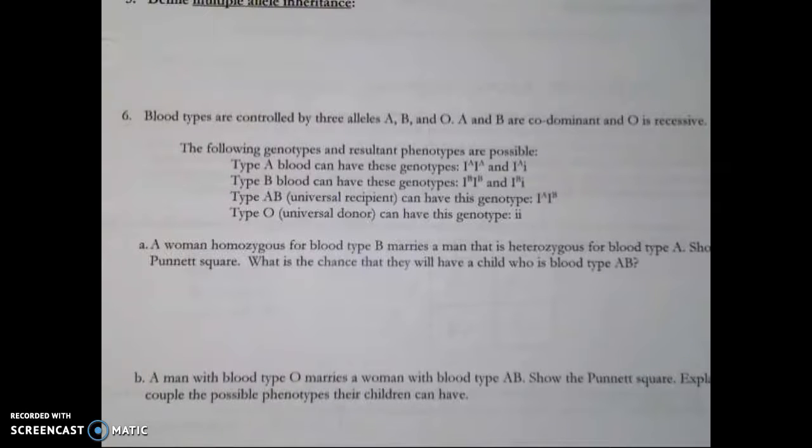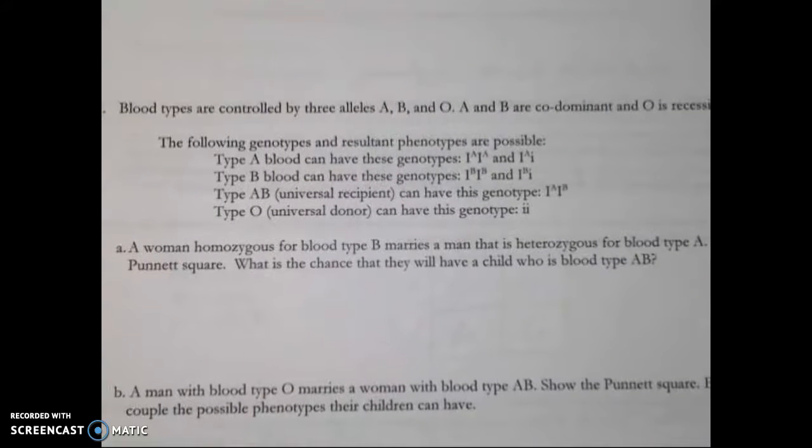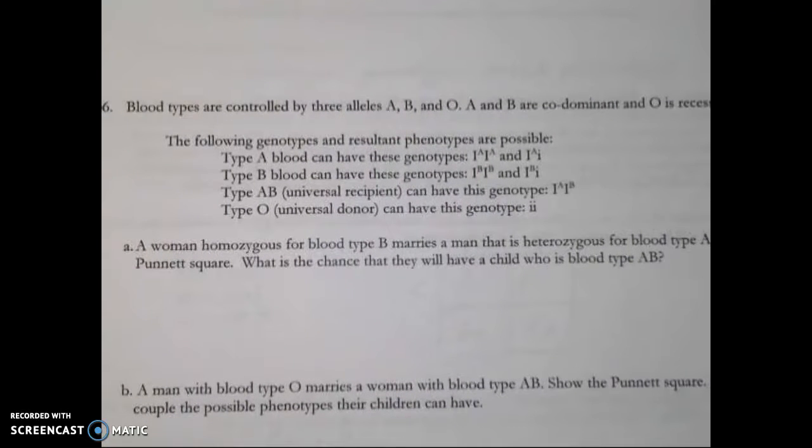For these examples, we're going to use blood type for all of the practice problems. Blood type is a little bit unique because we have three alleles: allele A, allele B, and allele O. If you remember from our notes and our video presentation, A and B are dominant, therefore they're co-dominant, and O is recessive. So we have three possible alleles. Remember that A and B are co-dominant and O is recessive.